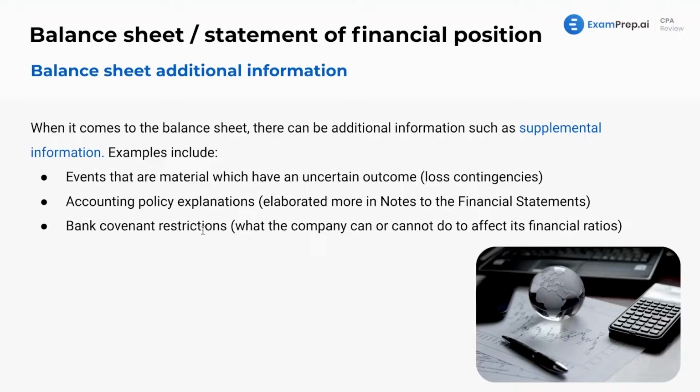And then bank covenant restrictions. This is important. So bank covenant, I'm going to talk about this a little bit. You'll see this in BEC as well as FAR. This is going to be, okay, we have a loan with the bank, and the bank says you need to maintain a debt to equity ratio or an asset ratio or something like that of a certain percent, meaning they don't want you to take on too much debt in addition to the debt you have with them.